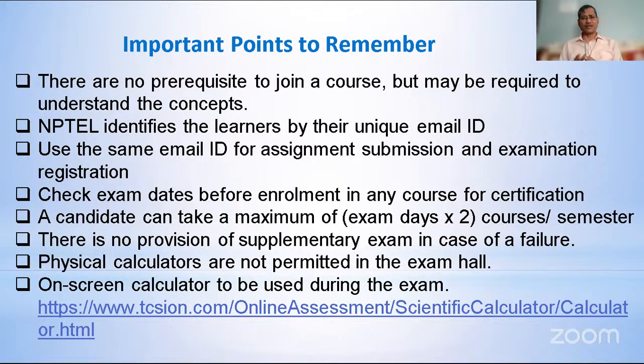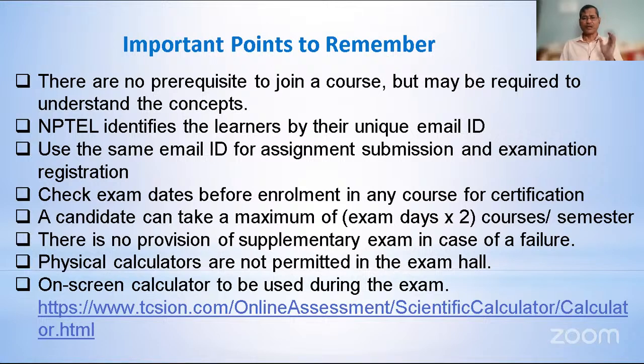As far as NPTEL is concerned, we will identify you only through your unique email ID. So you should use the same email ID for assignment submission and final exam registration. Otherwise, when we take out your assignment score and your final exam score, if they are not the same email ID, you will get 0 in one of the components, because both cannot be merged together, and you will be denied the certificate.